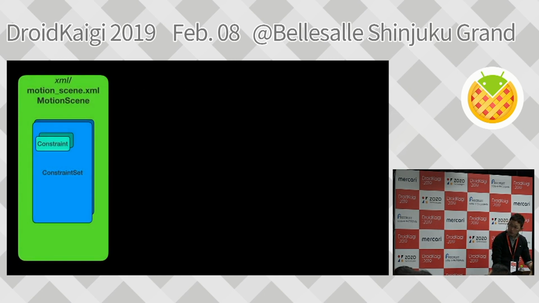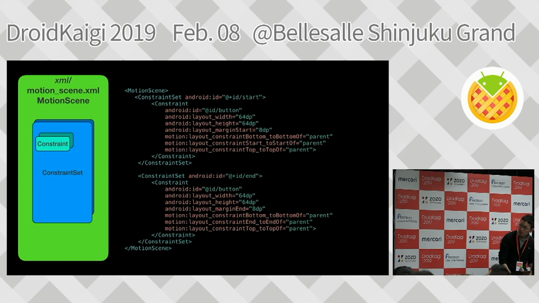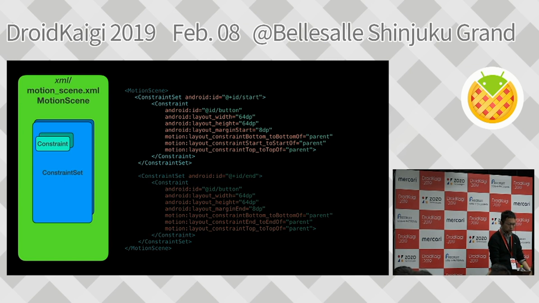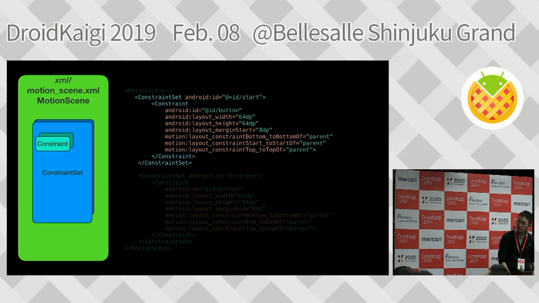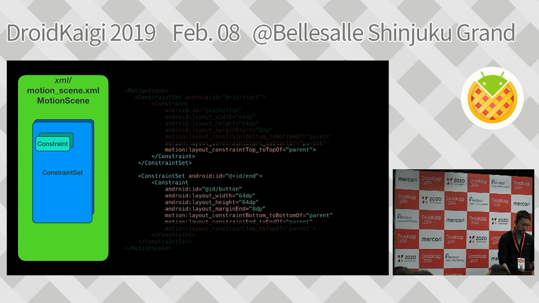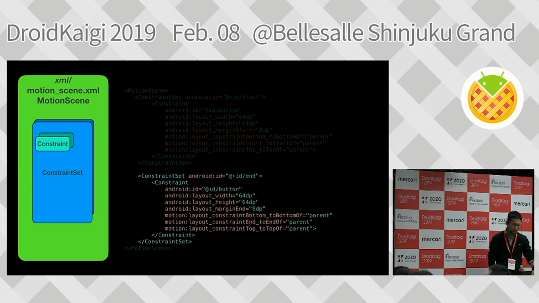So consider we have a motion scene file and a constraint set in it. And we have now two constraint sets in the motion scene. The first one represents a start state. And the other one represents an end state. And by having these two constraint sets and switching them, it allows an animation where the view is moving between the two constraint sets.